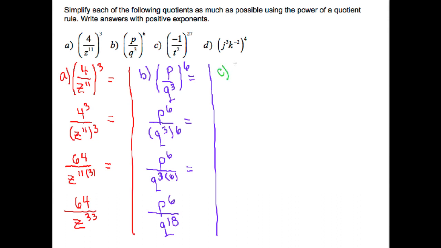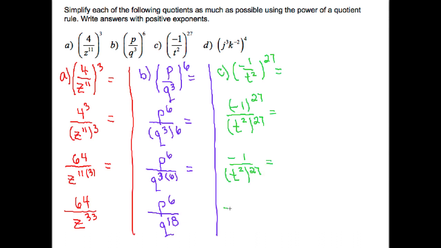For c, I have negative 1 over t squared, and that's raised to the 27th. So I'll take the negative 1, which is in my numerator, raise it to the 27th, and divide by t squared, which is in the denominator, raise it to the 27th. Now negative 1 multiplied by itself an odd number of times, well, that's negative 1. And in the denominator, since I'm raising an exponent to an exponent, I'll multiply, and I have t squared to the 27th. This leaves me with a negative out front over t to the 2 times 27, which is t to the 54th.